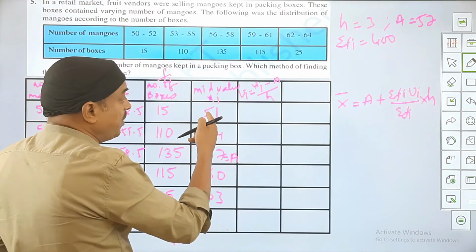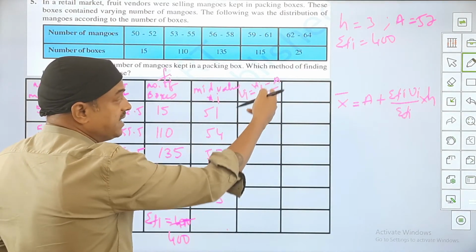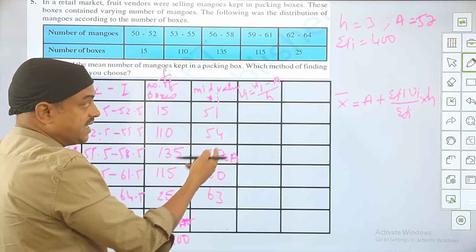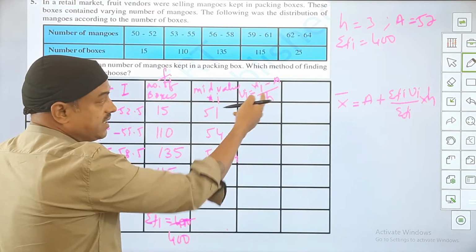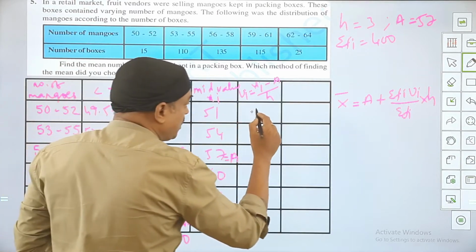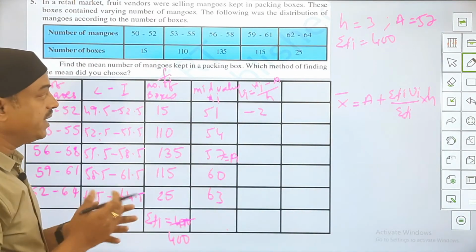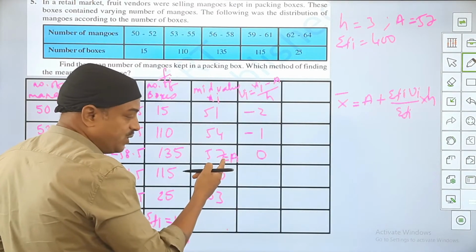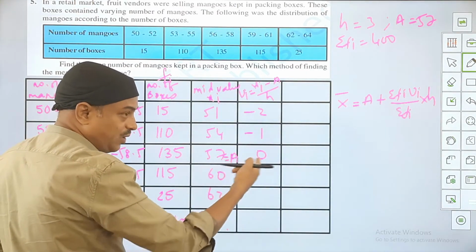Now 51, see this formula, (Xi minus A) by H, if I apply. 51 minus 57 is how much? Minus 6. Minus 6 upon 3 is equal to minus 2. So I got a minus 2 over here. You can do the calculation. And then this will be minus 1, 0. The value which we have taken as A will always be 0 here.